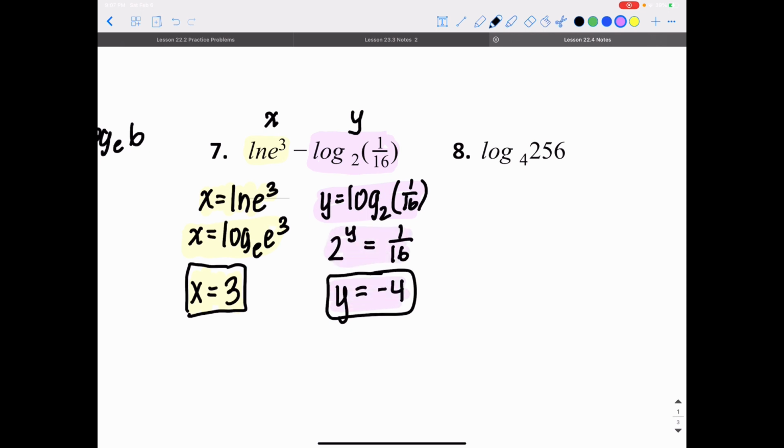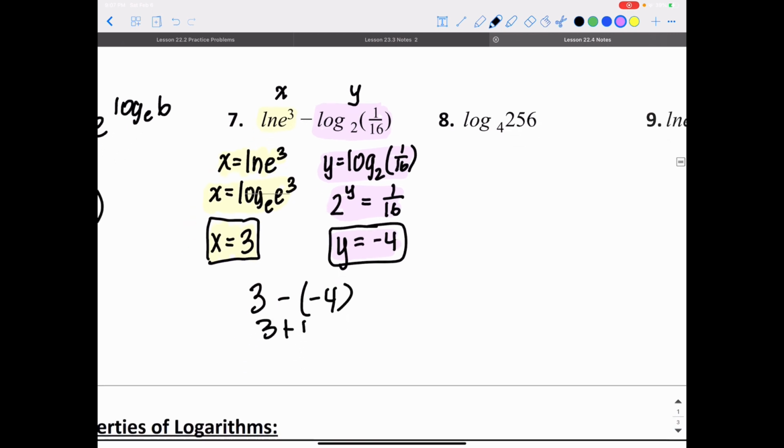And then I'm going to subtract these two. So 3 minus negative 4 gives me 3 plus 4, which is 7. That is my answer.